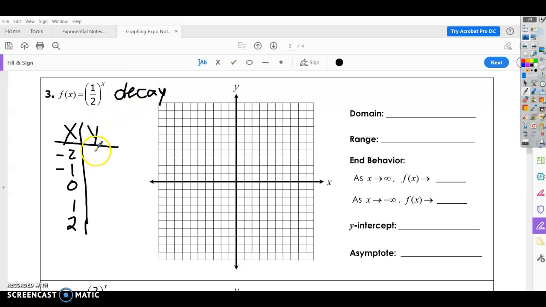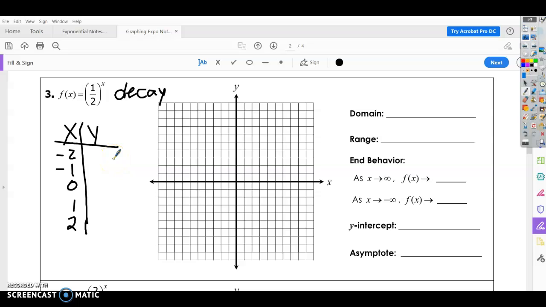First thing I'm going to do is go ahead and make a table of values again. Again, we're just choosing x's. x is your independent variable. It's your x-axis, your horizontal axis. And I'm just going to choose numbers to plug into my function here.